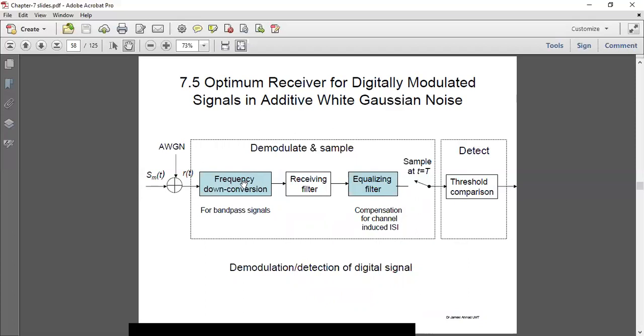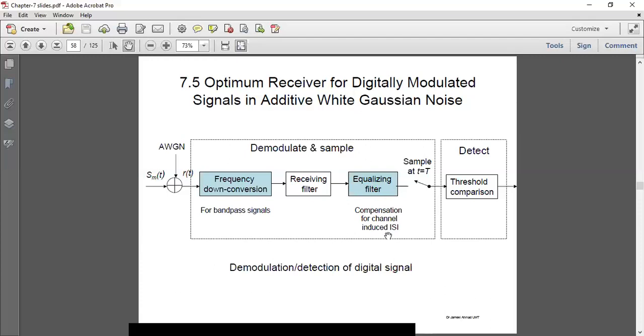It will first of all do frequency down conversion. Down conversion means that we may use a carrier frequency or product demodulators to down convert the frequency, because the input may be at a higher frequency. We first down convert, then it is passed through a receiving filter, then an equalizing filter. The equalizer is a compensation for the channel-induced inter-symbol interference, ISI. This equalizer is a very important part, and Dr. Adnan will be talking about these equalization filters or different types of equalizers.